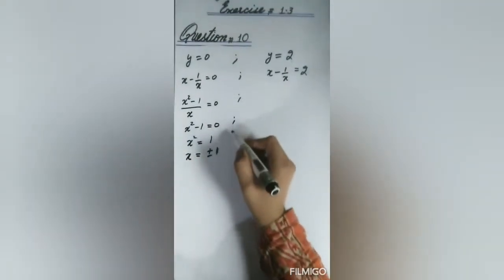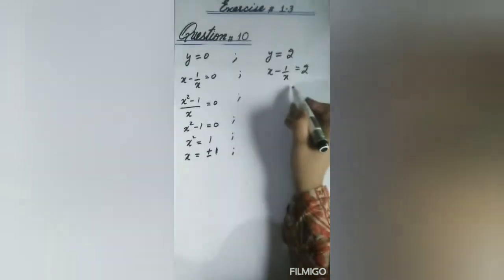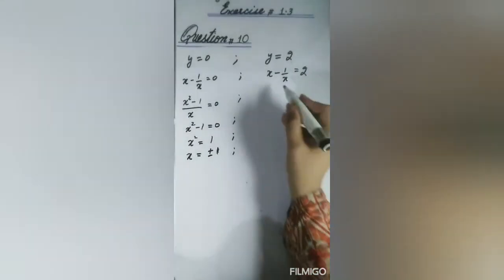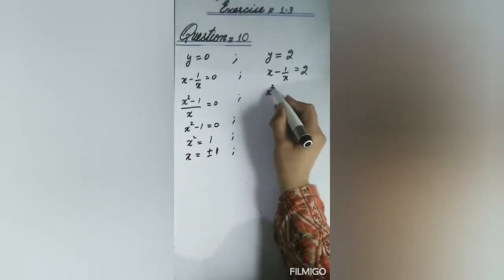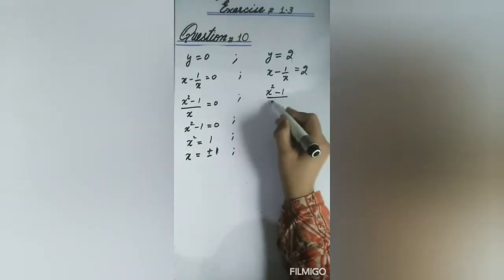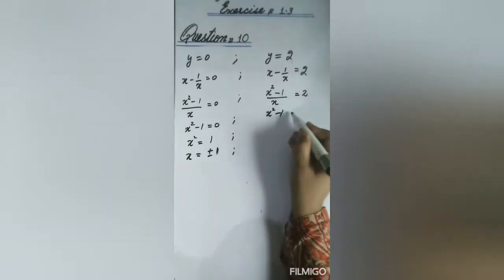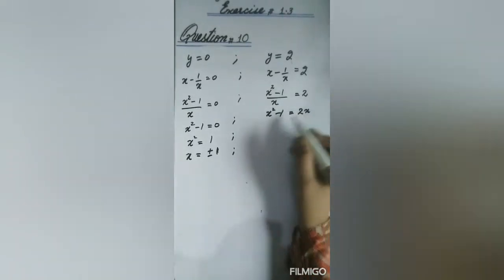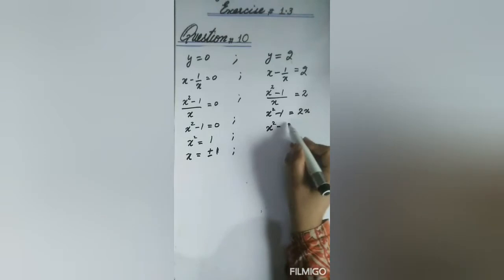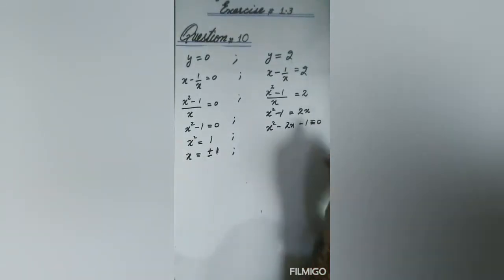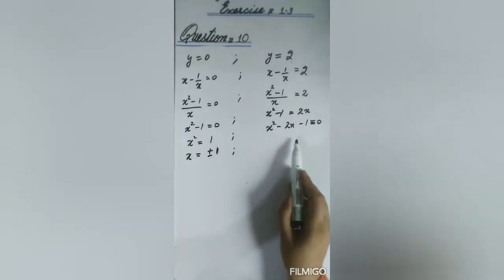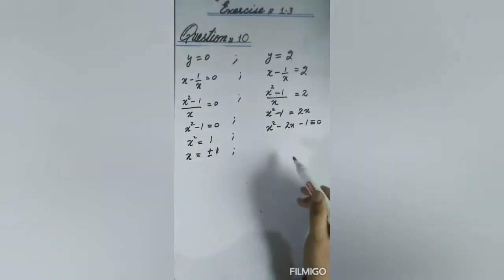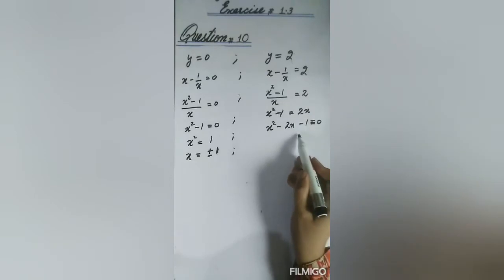Now come towards the next equation, that is x minus 1 over x is equal to 2. Now take LCM. After taking LCM, x square minus 1 over x is equal to 2. Here x square minus 1 is equal to 2x. Now arrange it. X square minus 2x minus 1 is equal to 0. Students, here our middle term breaking is not possible, so we will solve it by quadratic formula, which you have done in exercise 1.2.